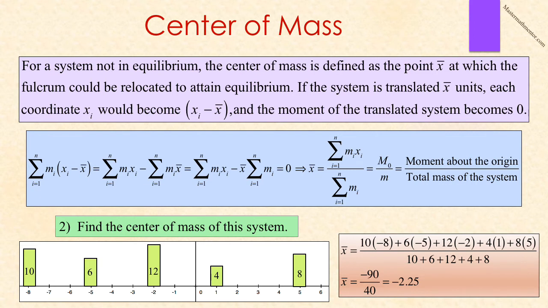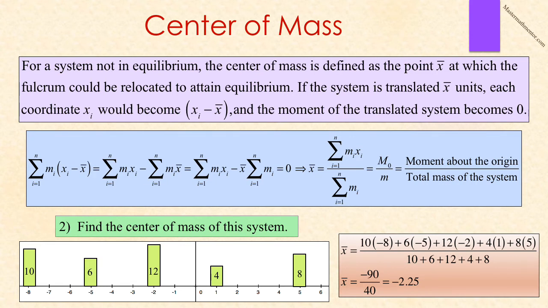So using our formula, x bar is equal to M sub 0, the moment about the origin, which is 10 times negative 8 plus 6 times negative 5 plus 12 times negative 2 plus 4 times 1 plus 8 times 5, over the total mass of the system, which is 10 plus 6 plus 12 plus 4 plus 8. This gives negative 90 over 40, and our x bar is equal to negative 2.25. If we move the fulcrum to that point, negative 2.25, the system will balance.